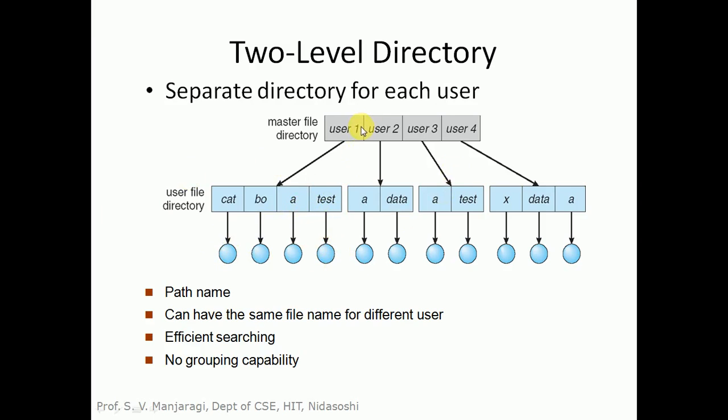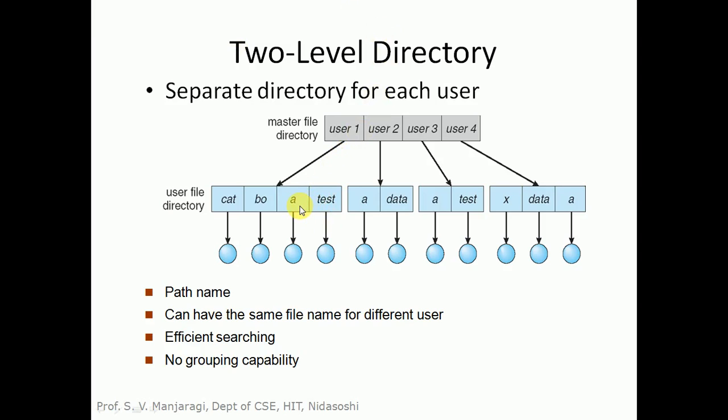For example, you can see here user 1 will have a file named A, and user 2 can have the same name, which was not allowed in the single level directory because all the files were stored in the same directory. But here, a user-wise different directory file is maintained. Files related to a particular user are put into a separate directory, and two different users can have the same file name because they are kept in two different directories.